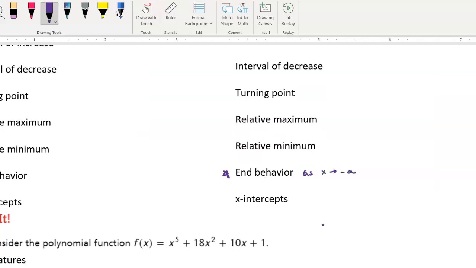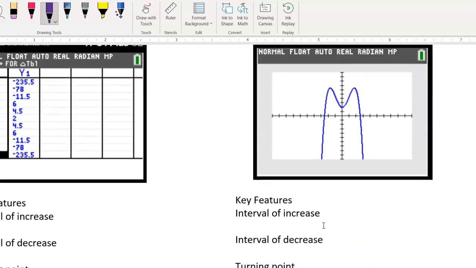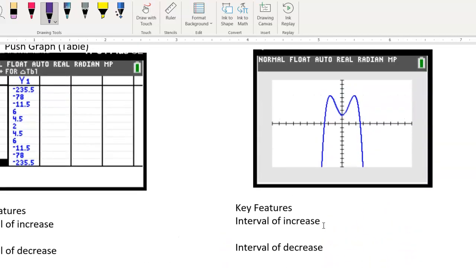So for the end behavior, we would say as x approaches negative infinity, so that'd be the left side of the graph, y is approaching negative infinity as well. It's going downwards. And as x approaches positive infinity, so on the right side, the y values are also approaching negative infinity. All right, so let's look at how we could find all these other key features. We need to know some significant points here.